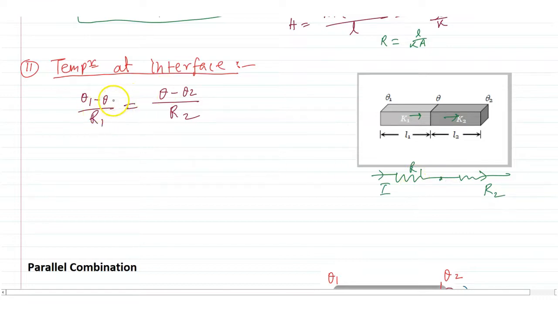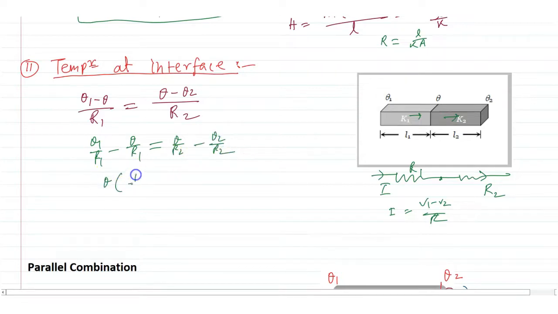The rate of flow means V by R. We know the current is (V1 minus V2) by R. Just like that here, V1 minus V2 is converted into theta 1 minus theta 2. So (theta 1 minus theta) by R1 equals (theta minus theta 2) by R2, and you can calculate theta. So theta 1 by R1 minus theta by R1 equals theta by R2 minus theta 2 by R2.